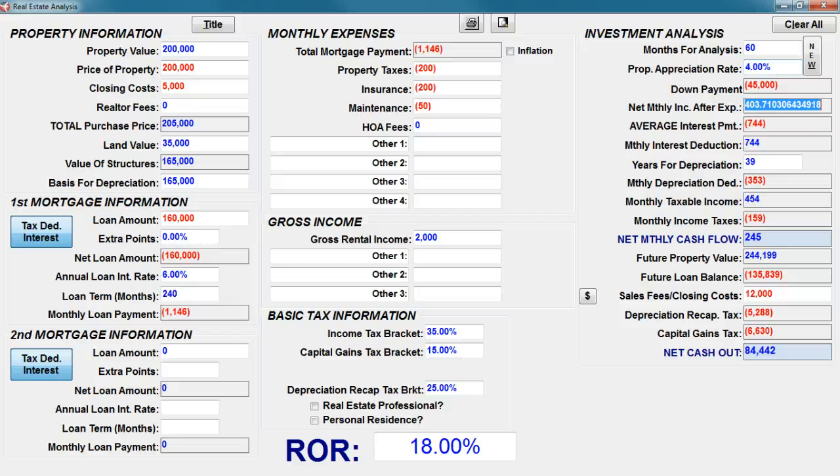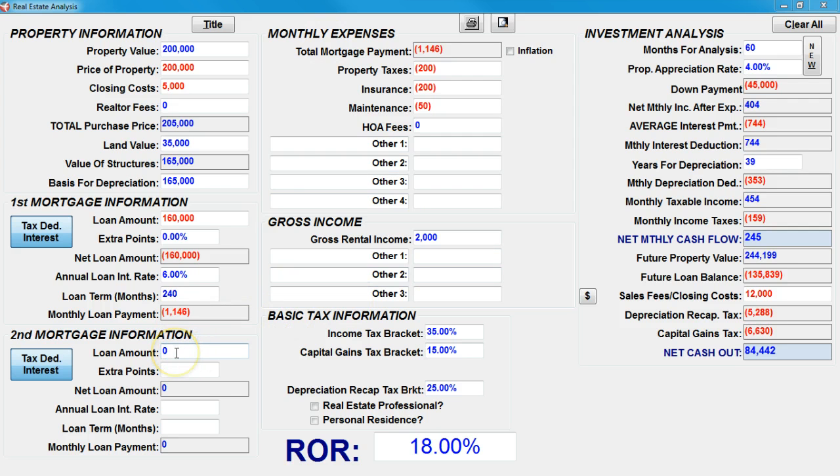But if you remember, my question was, what if you could actually double or triple the rate of return? So here's the way we do that. Let's take a look at this.